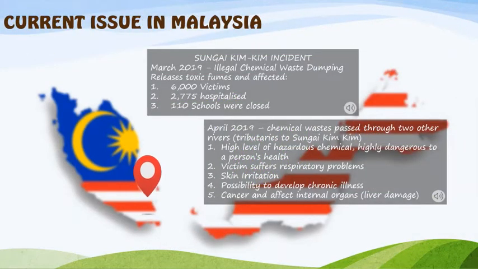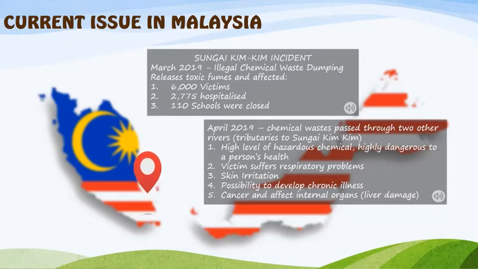In March 2019, Sungai Kim Kim in Pasir Gudang, Johor was reported to be polluted due to illegal chemical waste dumping into the river. This illegal dumping released toxic fumes and affected thousands of people living in the near vicinity of the river. It was reported that there were at least 6,000 victims affected by the river pollution.